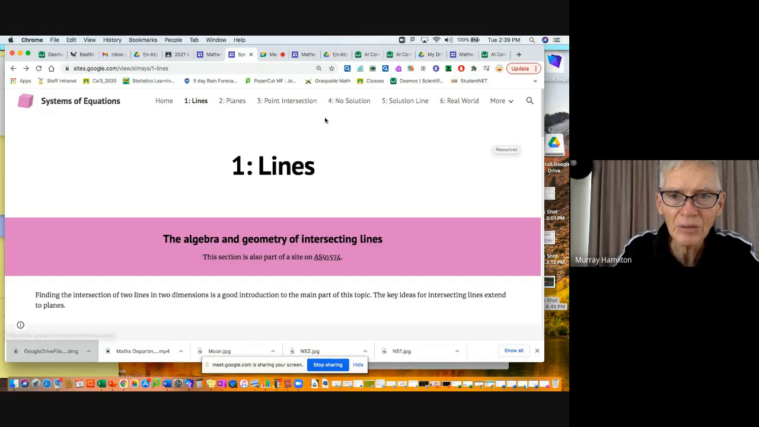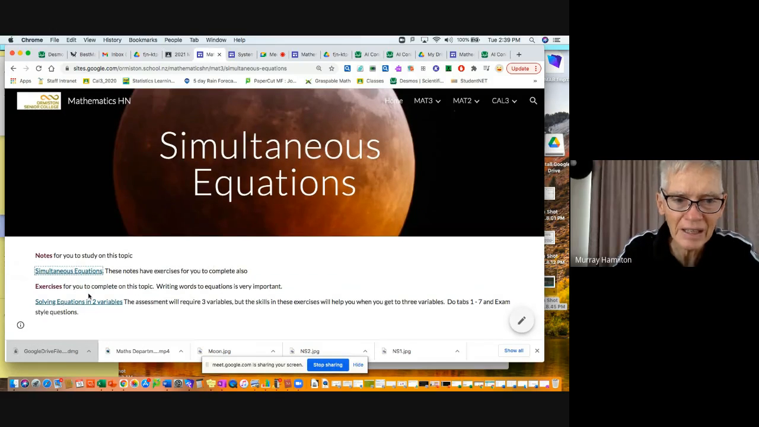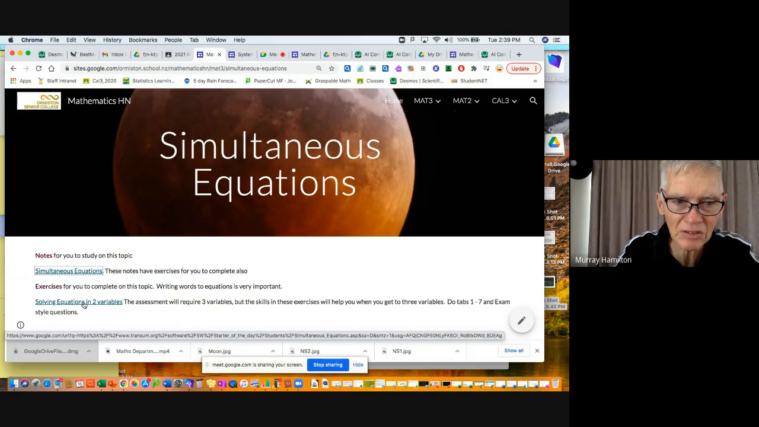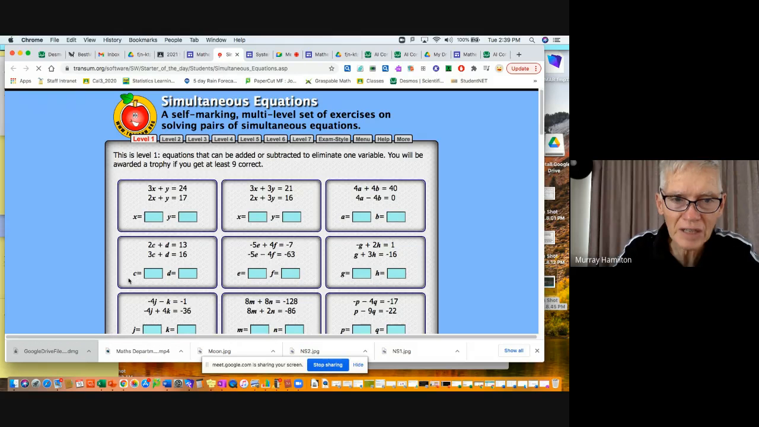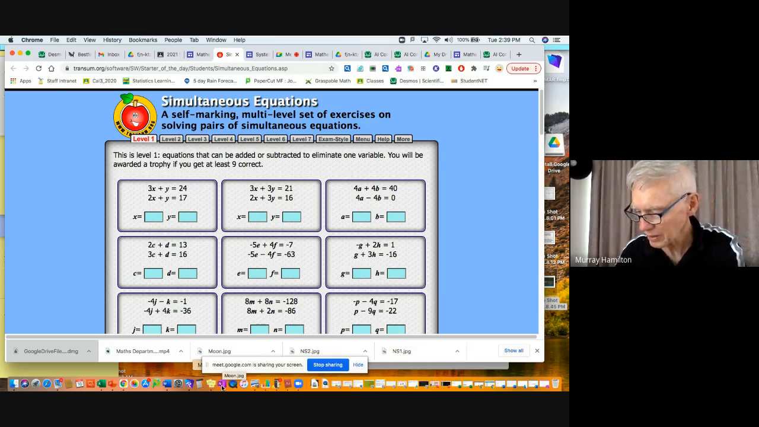Right, so that's one site, from our Google sites here. I've also got some things on Transum, these exercises for you to do. These exercises are on Transum, and they are instant marking. Hopefully you know how to do these. I'm not going to ask you, but I'm just going to go over and do the first one anyway. I'll do it on the whiteboard here so that you can get an idea and see how this Transum works.